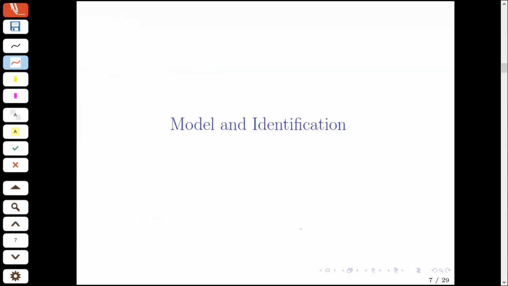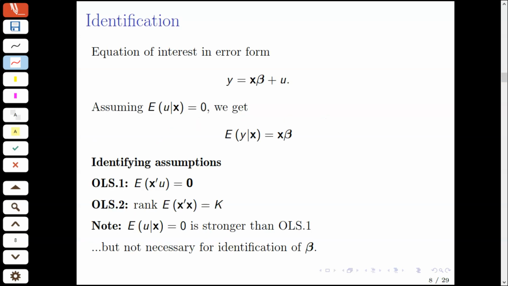All right, diving into it, let's talk about the model and identification. So our interest here is in the following population equation, stating that the outcome y is linear in regressors x, which here denotes a 1 by k vector, up to some unobservable term u. So u represents all the stuff that we've left out of the model, all the stuff that we cannot observe or cannot gather data on.